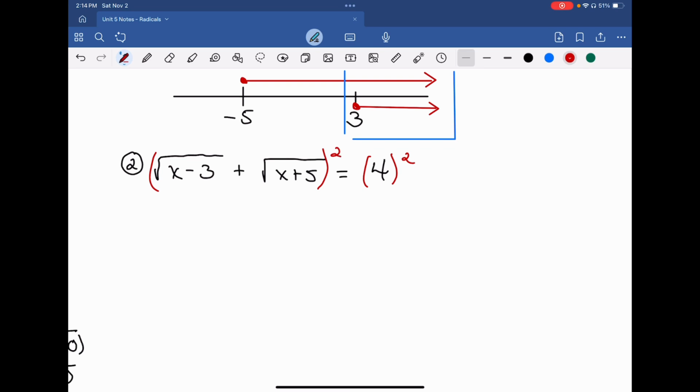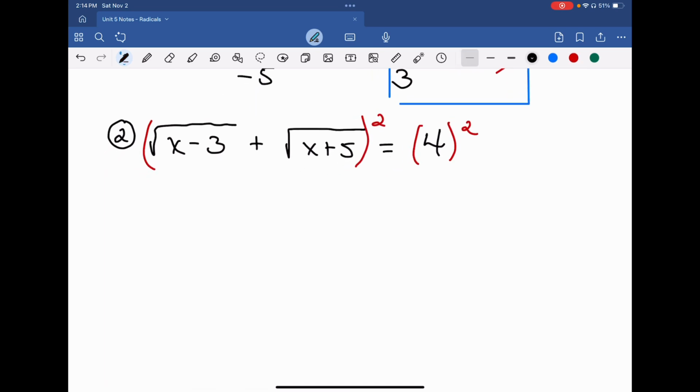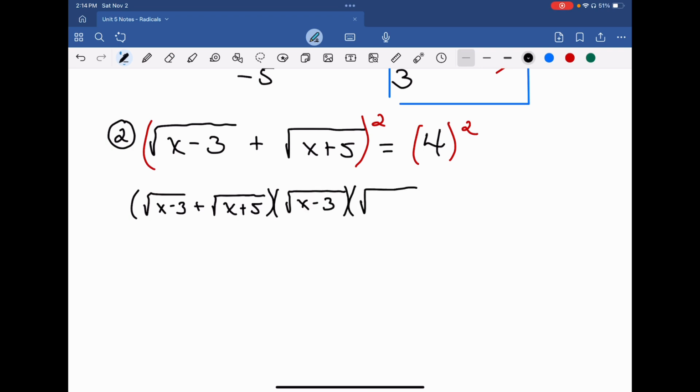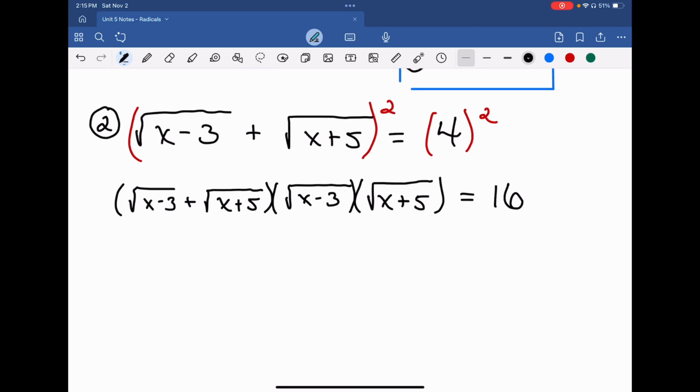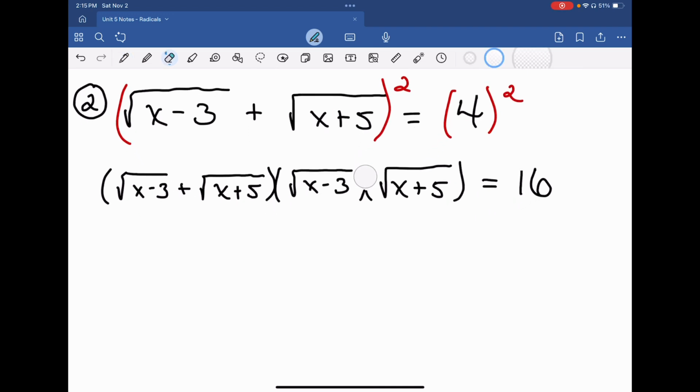Now, this one's a little difficult in the following way. If we square these two on the left here, what we need to do is expand it out twice. So it's going to be the square root of x minus 3 plus the square root of x plus 5, bracket, times the square root of x minus 3 plus the square root of x plus 5, is equal to 4 squared, which is 16. So the right-hand side is very easy. Now when we distribute this, I should make sure that I don't have a double bracket in here, that might lead to some confusion. So these ones are actually a plus, not a double bracket.